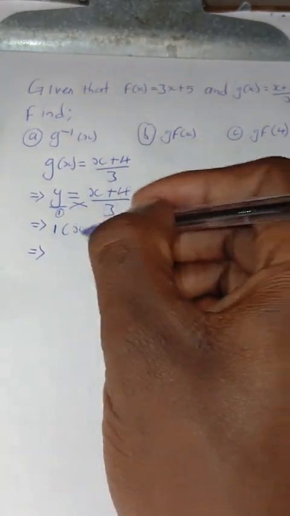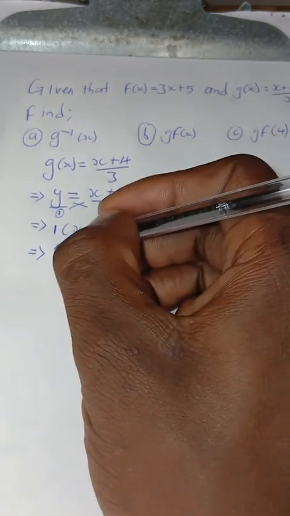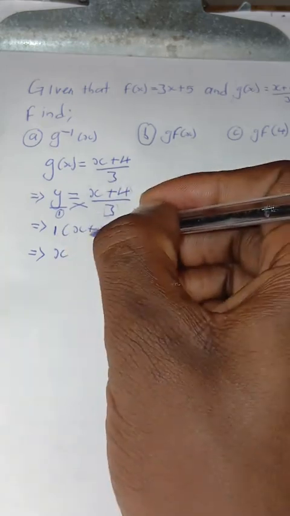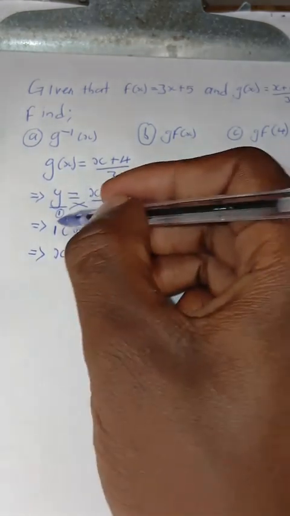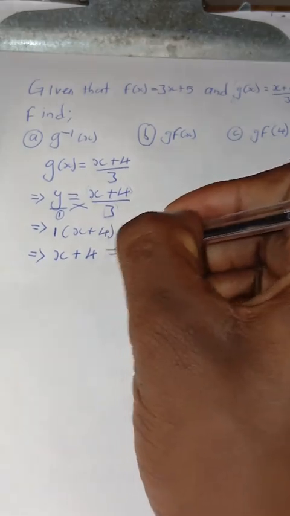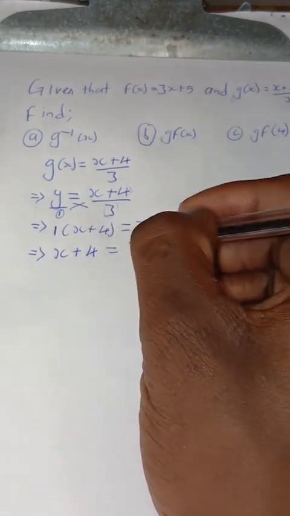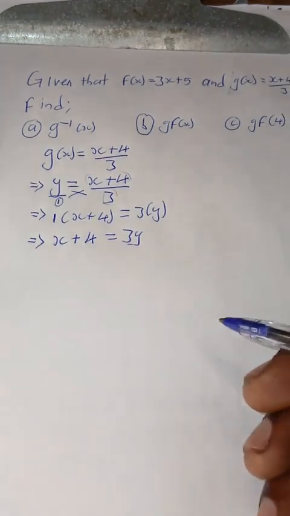Then 1 times everything here. We are saying 1 times x, we get x. 1 times 4, we have a positive sign here, so we get the positive sign. Then 1 times 4 is 4. This is equal to 3 times y, we have 3y. Hope you are following.